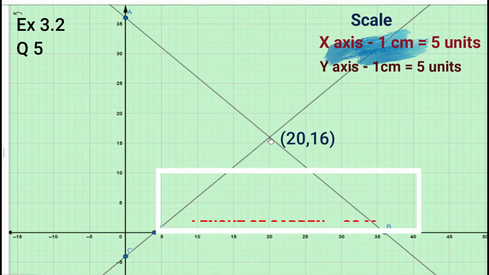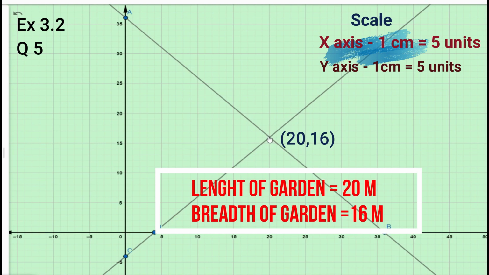Clearly the two lines are meeting at the point 20 comma 16. Therefore length of the garden is 20 and breadth of the garden is 16 meters.